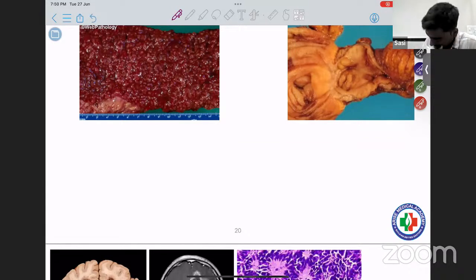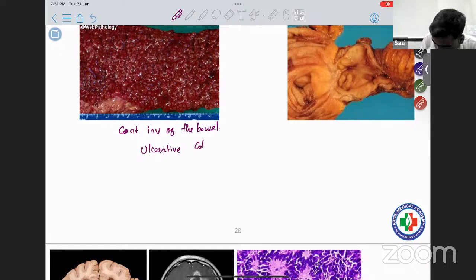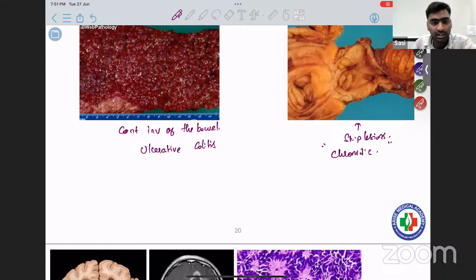Then, if you move on to this image, if you see continuous involvement of the bowel, you will think of which of the following inflammatory bowel diseases? Yeah, you will think of ulcerative colitis. Whereas if you see skip lesions, it will be suggestive of Crohn's disease. Okay.